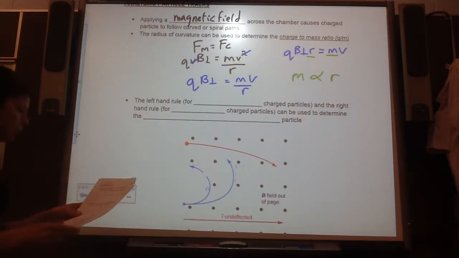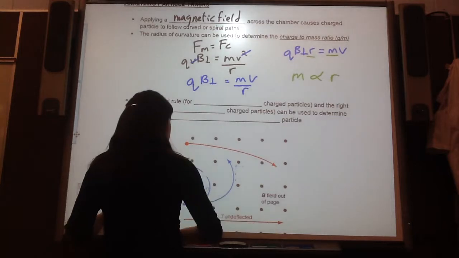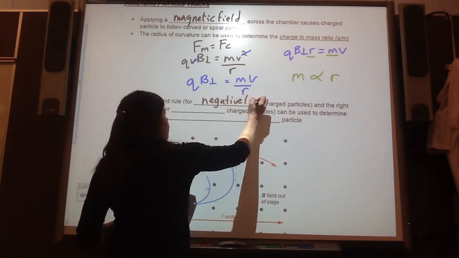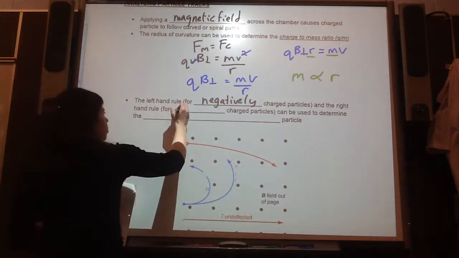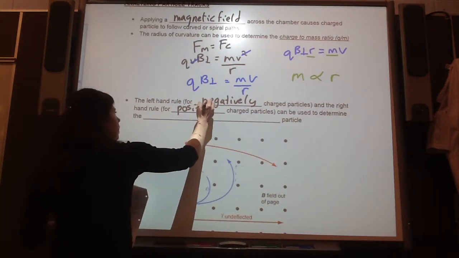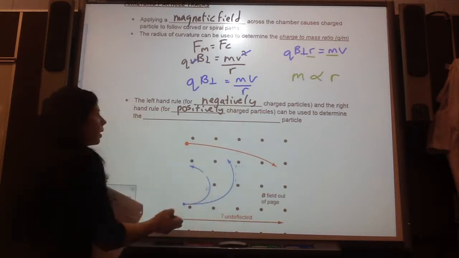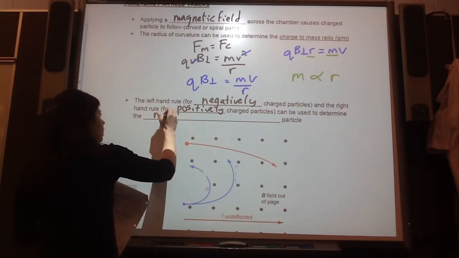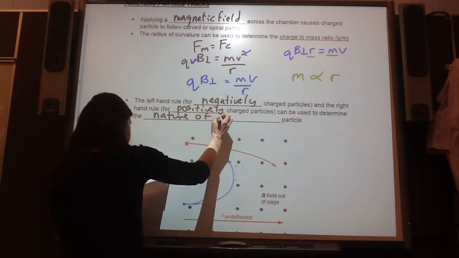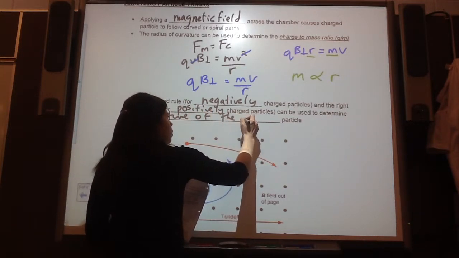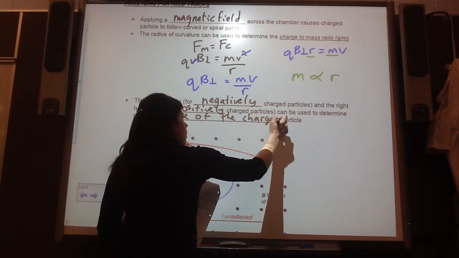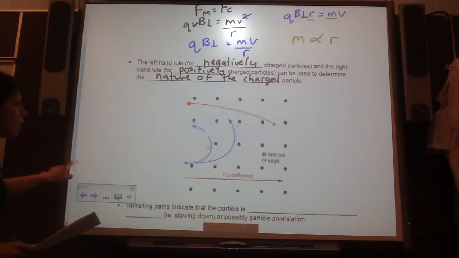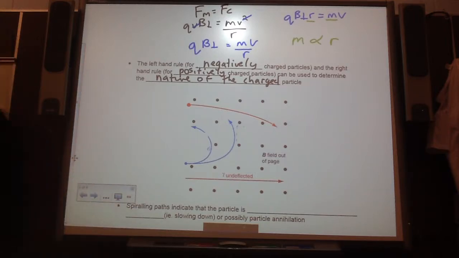So the left-hand rule is used for negatively charged particles, and the right-hand rule for positively charged particles. It can be used to determine the nature of the charged particle. So let's look at this diagram briefly now.